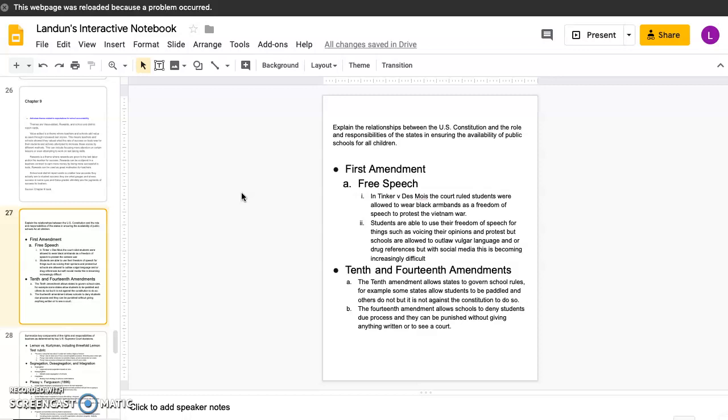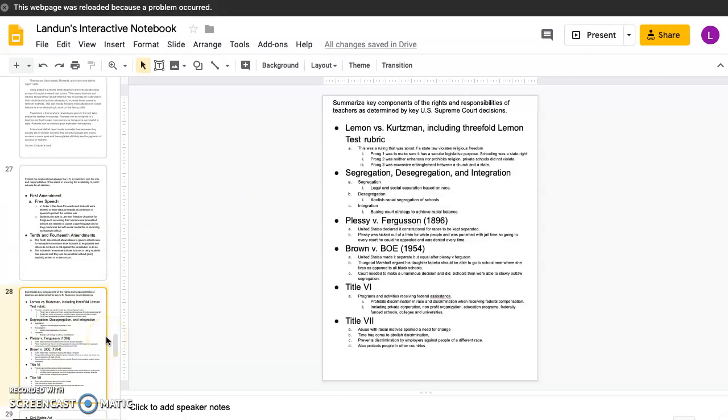And the 14th Amendment allows schools to deny students due process. So, for example, if you get sent to the principal's office, you don't have to go to court or anything. They can just send you straight to detention or whatever they please.